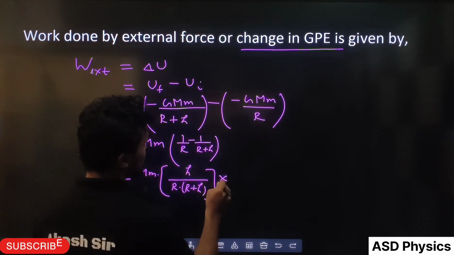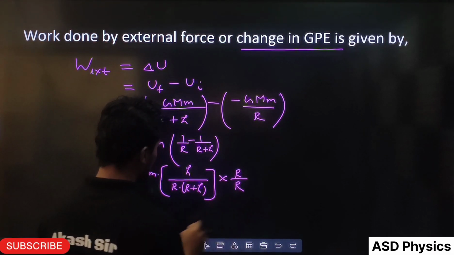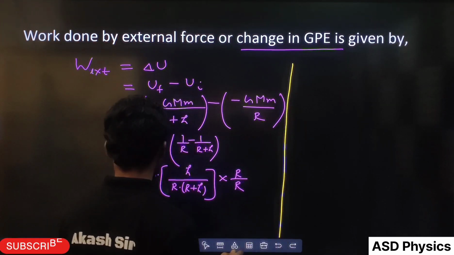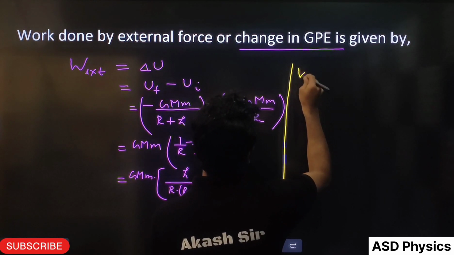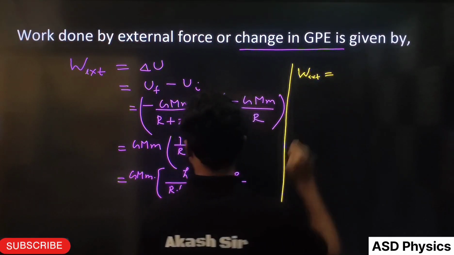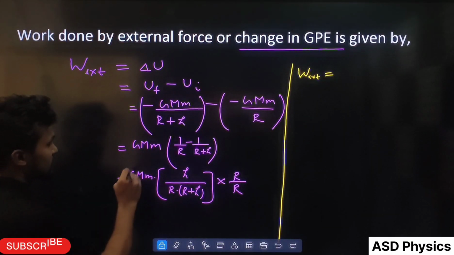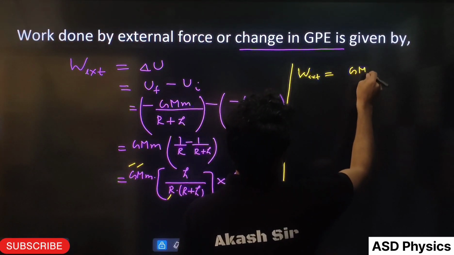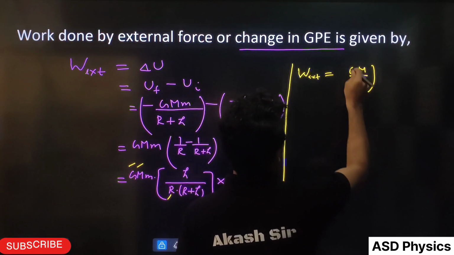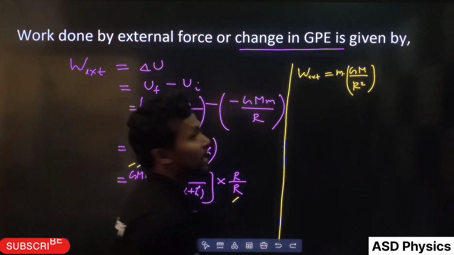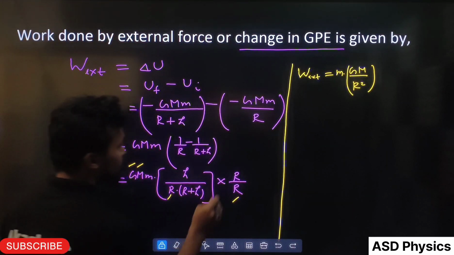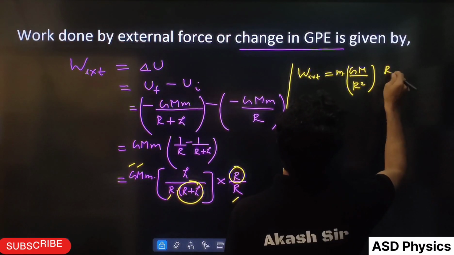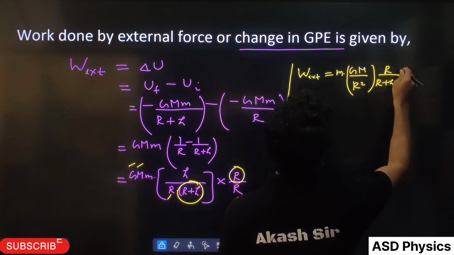Now what will we do here? We will multiply with R, and here we will divide with R. Why are we doing this? Just to simplify this more. So in this situation, this work done will be, students see please, we can write this GM and this R together. So this one is coming as GM by R square. Okay, this small m I have kept here. Now what other things are left? This R is left, this R plus H is left. We'll write here R by R plus H.